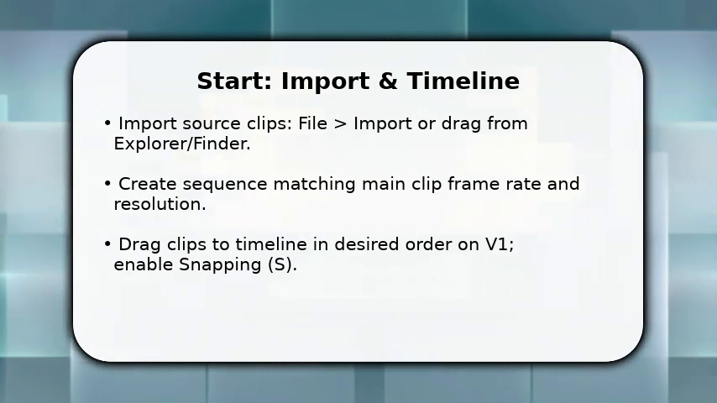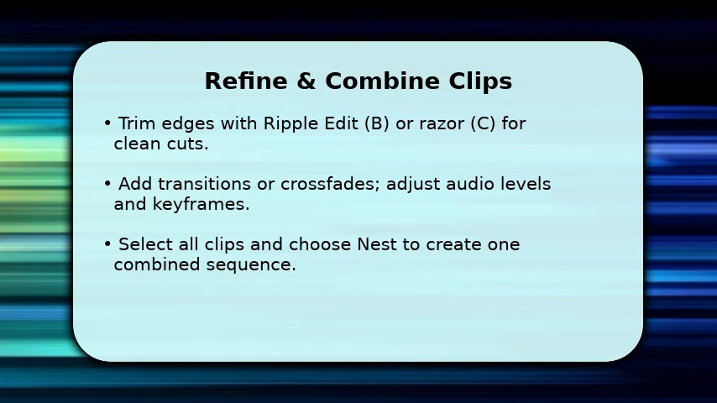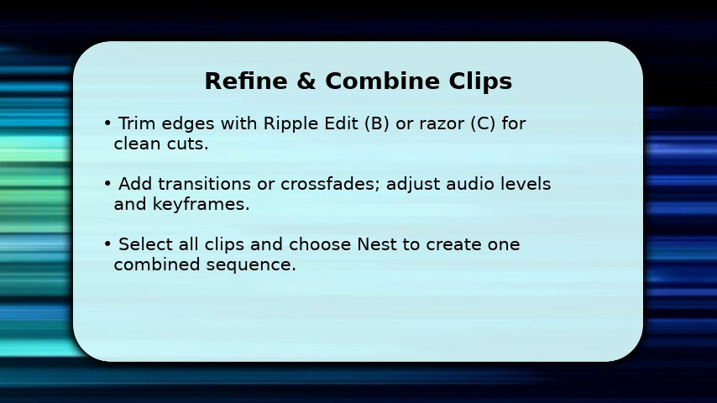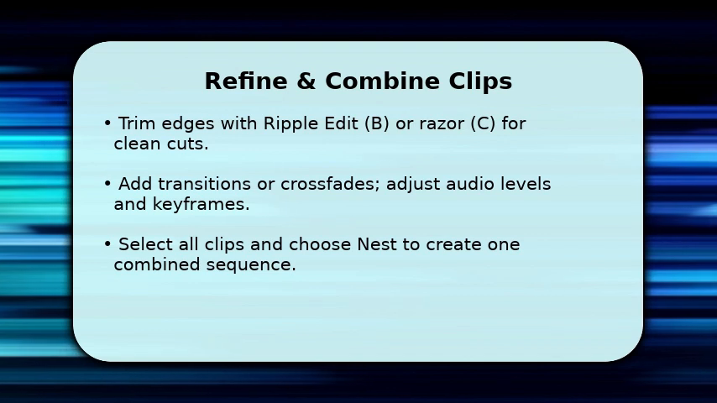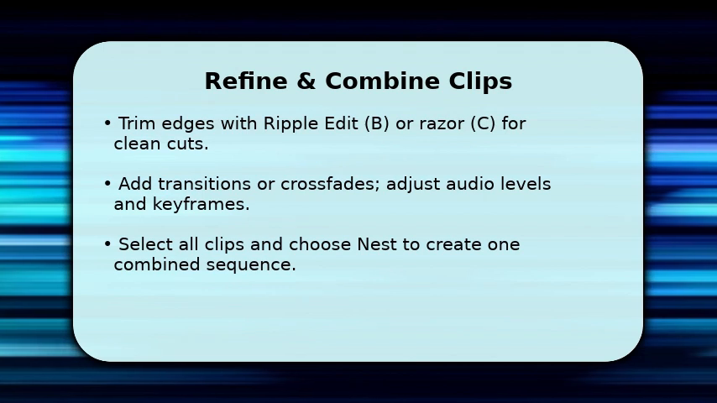Now refine the timeline, trim edges with Ripple Edit, or use the razor tool to remove unwanted frames because tight cuts reduce visual jumps. Then apply transitions or audio crossfades where needed. Make sure audio levels are balanced and keyframes are set so sound stays consistent. Once your edits look good, select every clip and choose Nest to wrap them into a single sequence. This creates one clip you can move, color grade, or export as a unified asset without losing your original edits.